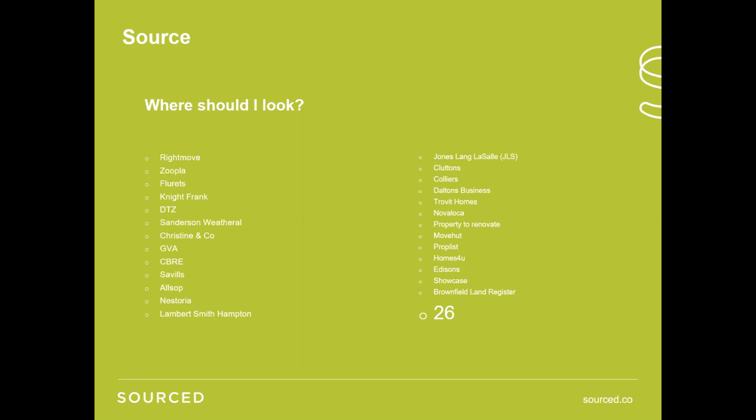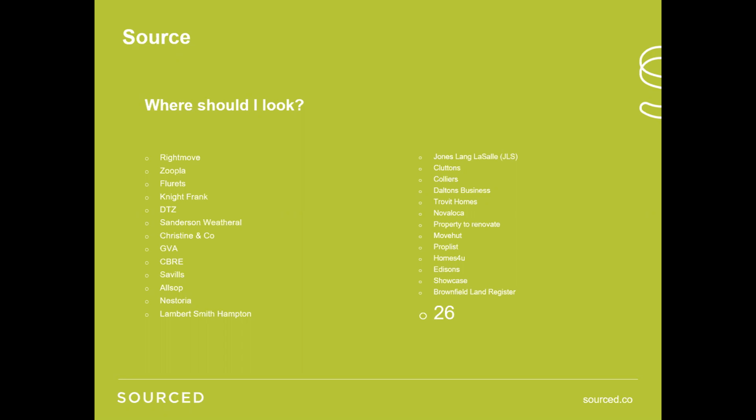Now today, we don't have that one website like we do for residential that has 80, 85, 90% of all of the commercial opportunities on it. Rightmove contains most of the opportunities for residential. We don't have a commercial alternative. So what we're going to have to do is source our commercial opportunities from a number of different sources. And here are 26.